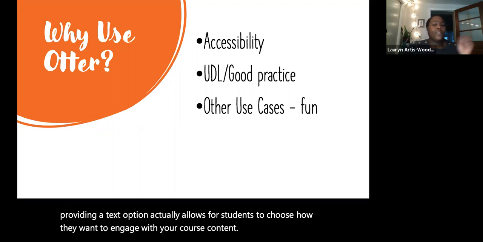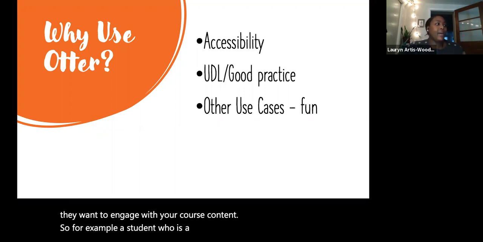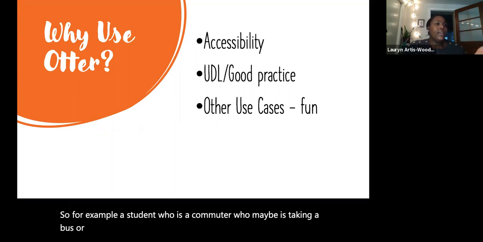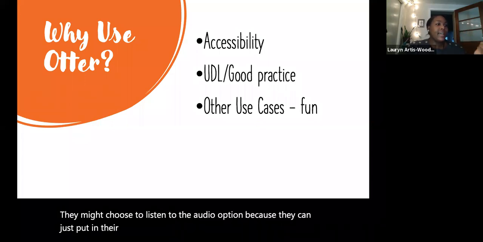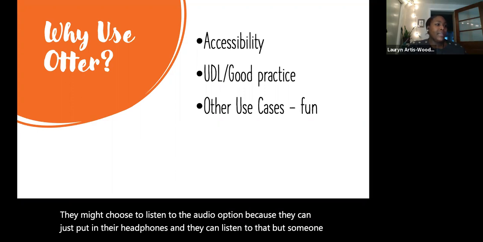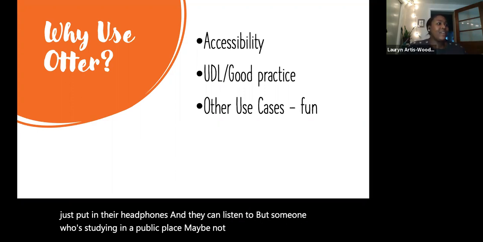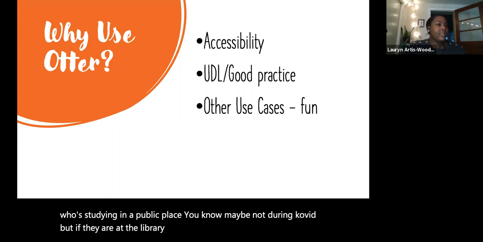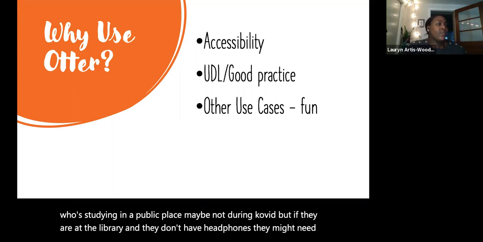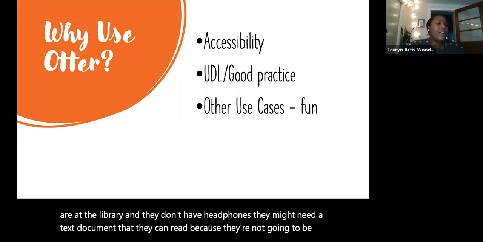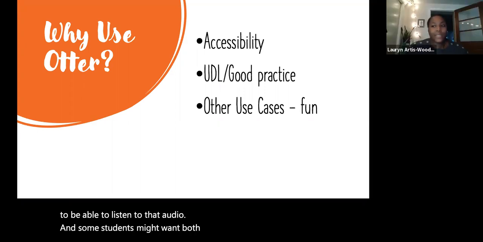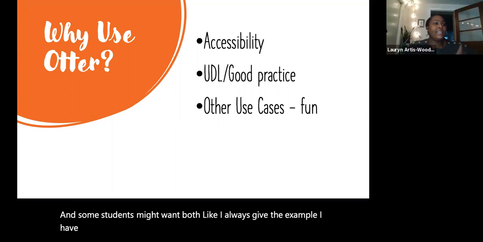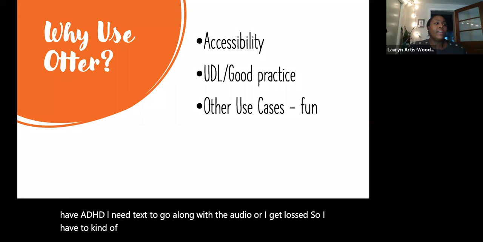So for example, a student who is a commuter, who maybe is taking a bus or public transportation, they might choose to listen to the audio option because they can just put in their headphones and listen to that. But someone who's studying in a public place, you know, maybe not during COVID, but if they're at the library and they don't have headphones, they might need a text document that they can read because they're not going to be able to listen to that audio. And some students might want both. Like I always give the example, I have ADHD. I need text to go along with the audio or I get lost. So I have to kind of have both to follow along.